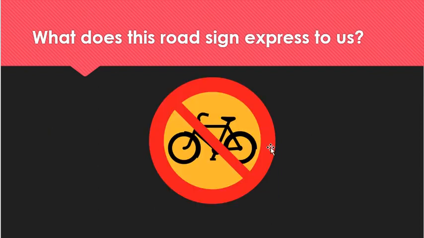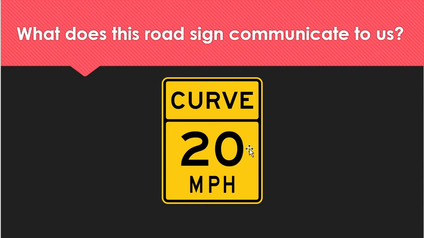Think about for a moment, what does this road sign tell you? This road sign tells us that there are no bikes allowed on this road or street or maybe even a sidewalk. What does this road sign tell us? This road sign tells us there's a curve up ahead and we need to be careful and not drive more than 20 miles an hour to stay safe.